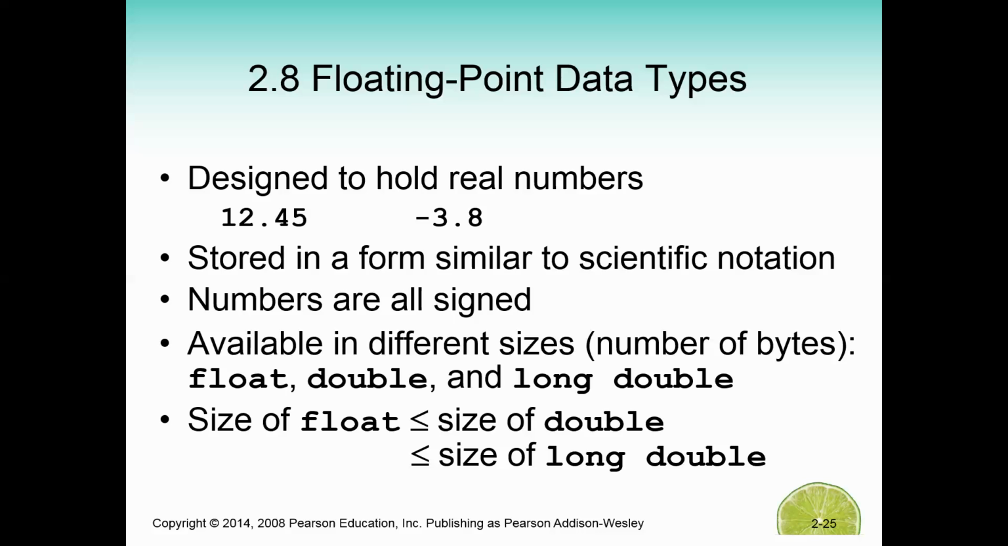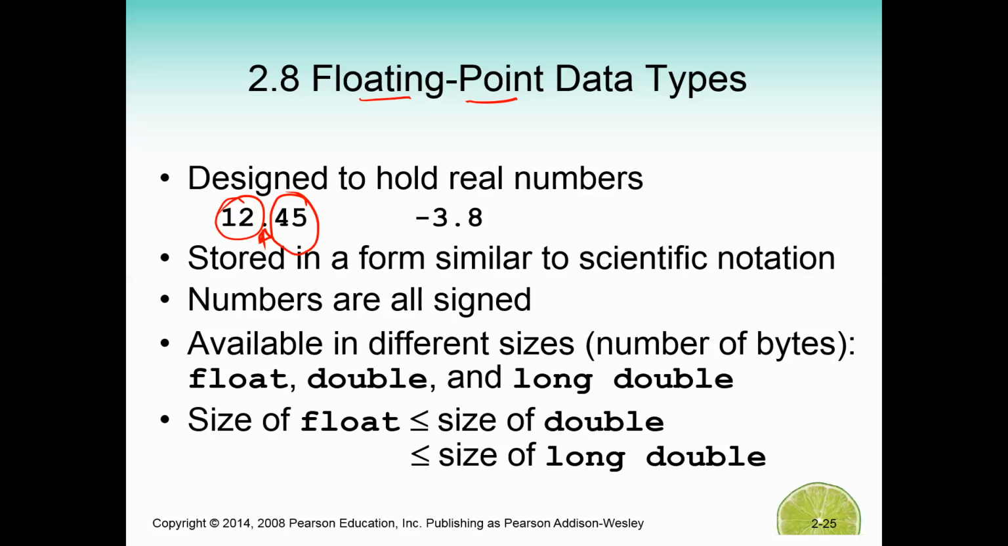The next type of numbers is the floating point numbers. Floating point numbers are designed to hold real numbers. So that means we're going to have the integer portion of the number, we're going to have a decimal point, and we're going to have a fraction, the decimal portion of the number. And that is making a floating point number.